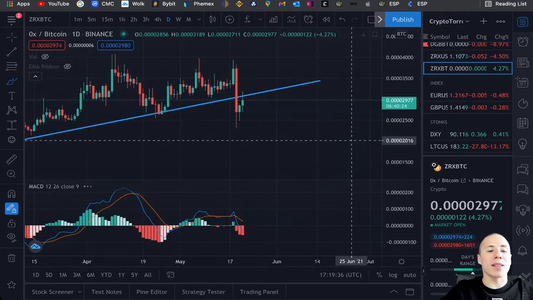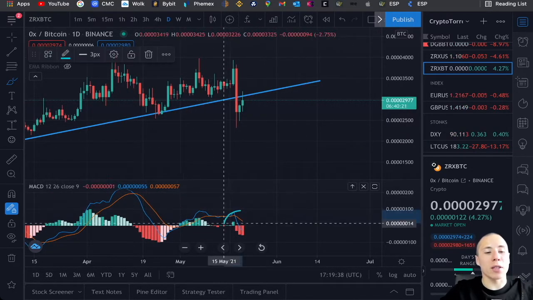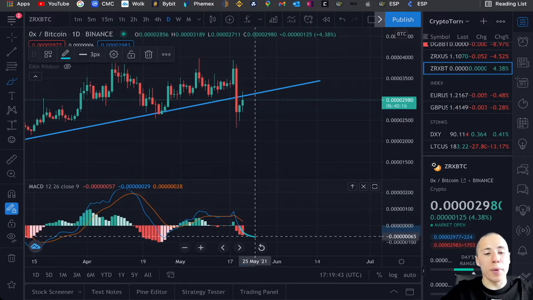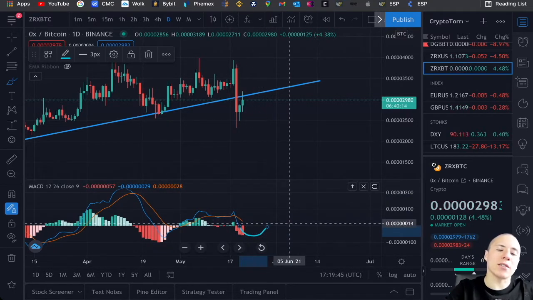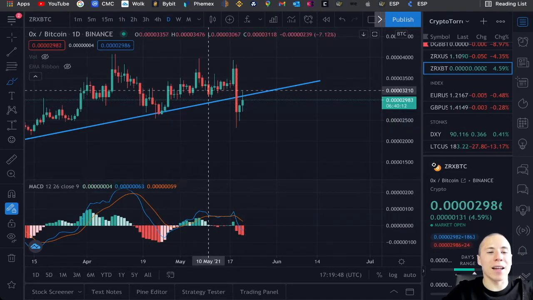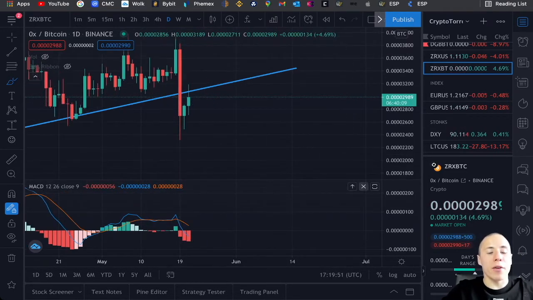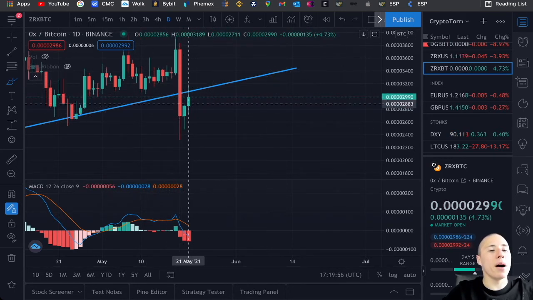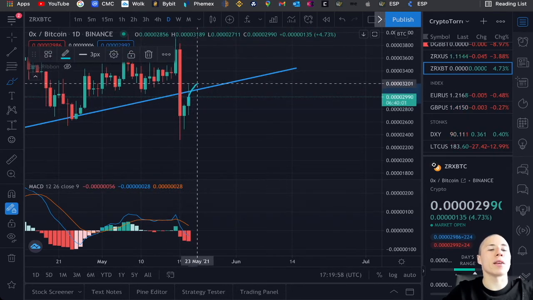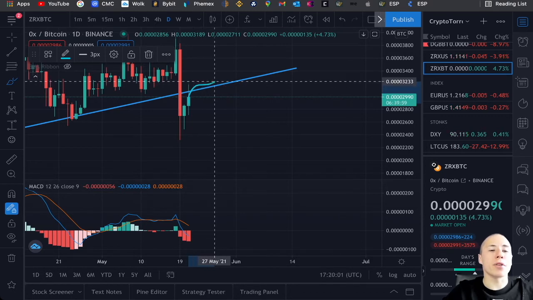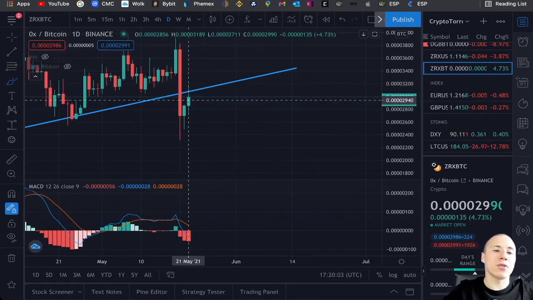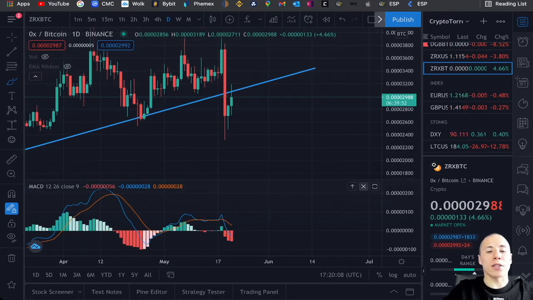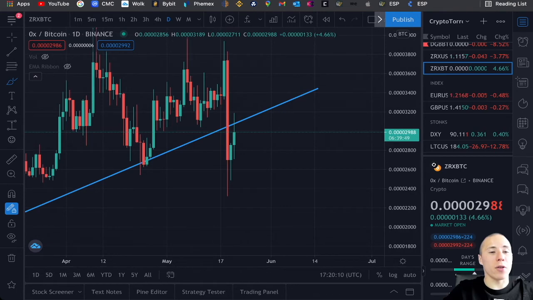I will be enabling the MACD, and what we are seeing here is that a crossover actually just happened on the MACD. This could lead to a potential downward momentum being created, and that could be very, very interesting, because if we are not able to get above this upward sloping resistance line and find support on top of it and just get rejected by it, we could be heading even further down on the ZRX chart. So that is something I wanted to let you know for sure.